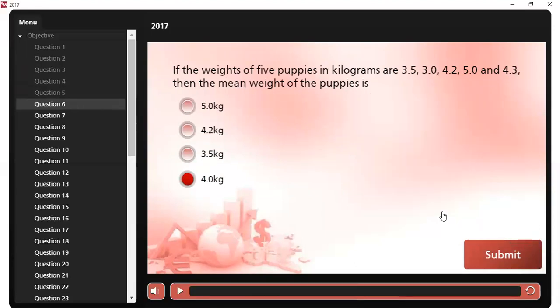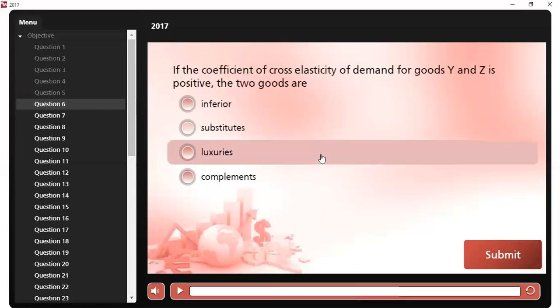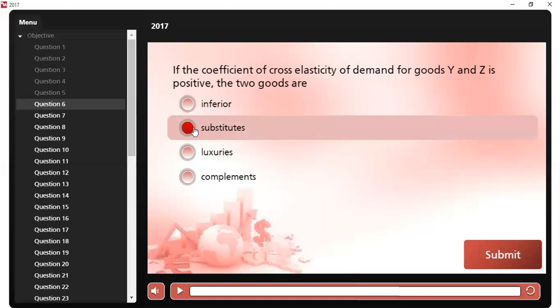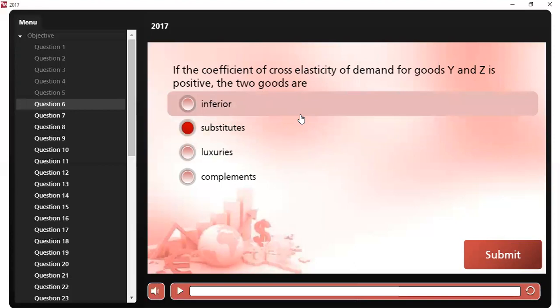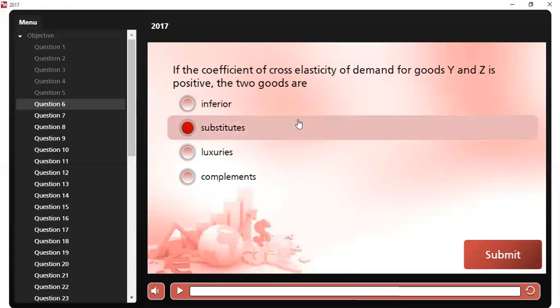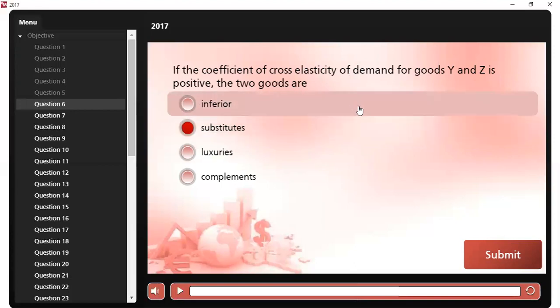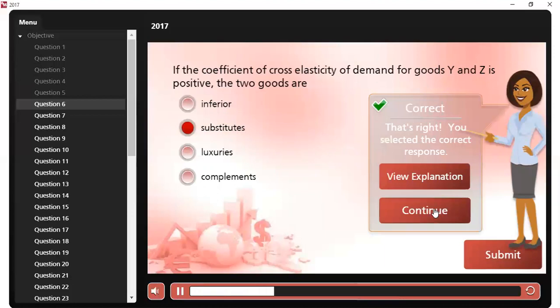Question number 6. If the coefficient of cross elasticity of demand for goods Y and Z is positive, the two goods are definitely substitutes. Why do I say so? If the coefficient of cross elasticity of Y and Z is positive, it means that an increase in the price of Y will lead to a decrease in the demand for Z. Therefore, both goods are substitutes. Now let's go over to the next question.